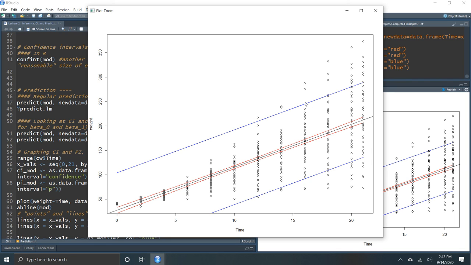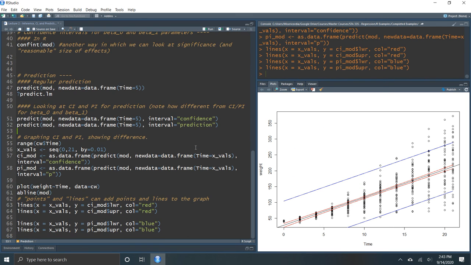So if we're predicting an individual data point, we're going to use the prediction interval, or the blue lines. If we're trying to predict where the regression line will be, or an average for the population over all of a particular value of x, then we would use the red lines to calculate the confidence interval for the mean response.